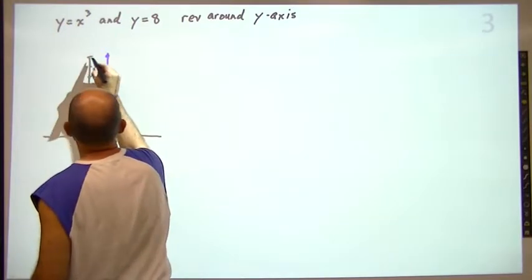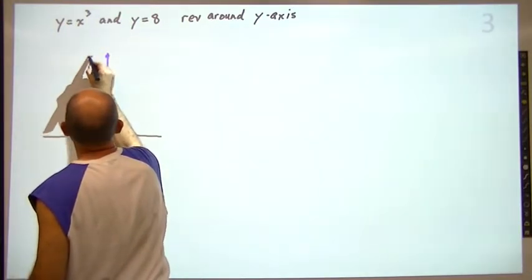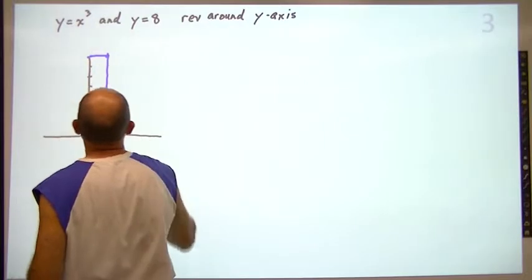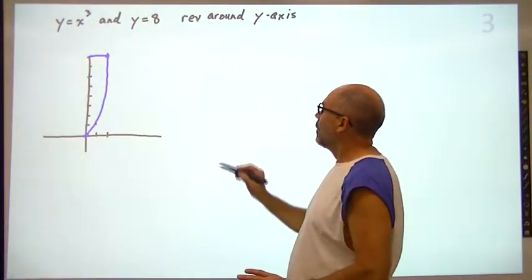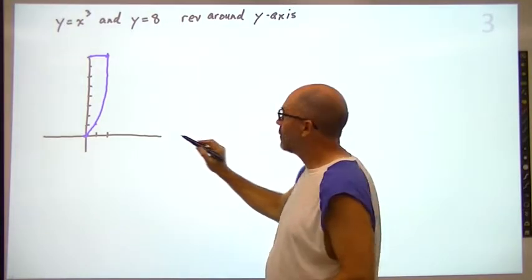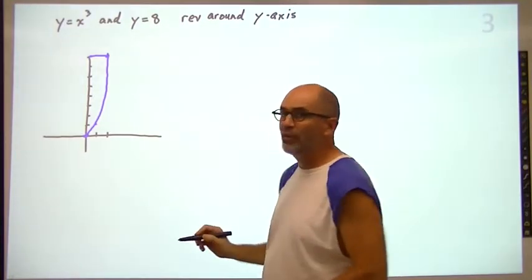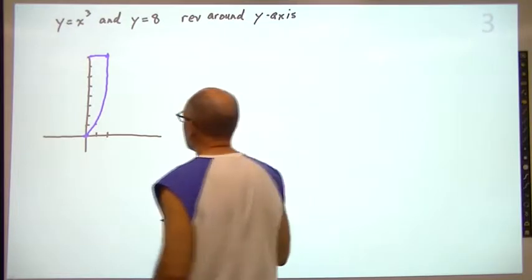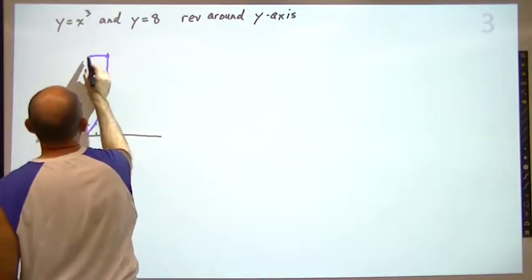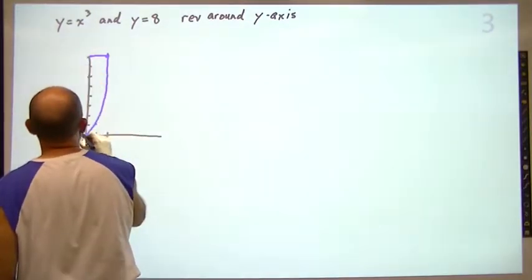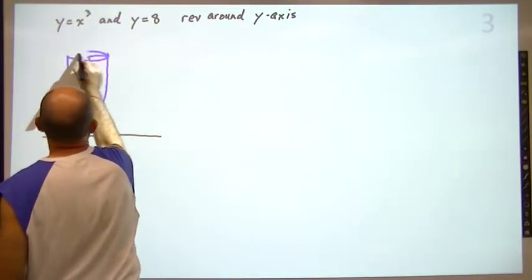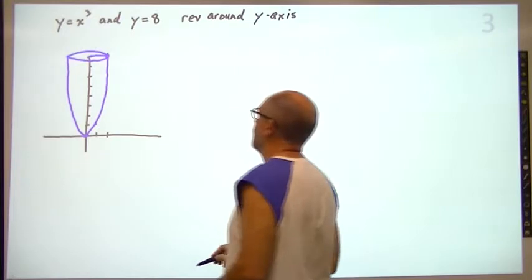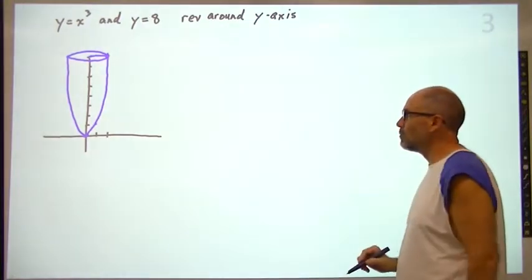And we've got y equals 8, which is the horizontal line at y equals 8. We're going to take this shape now and revolve it around the y-axis. So we've got the mirror image on this side, and we're rotating it like that.